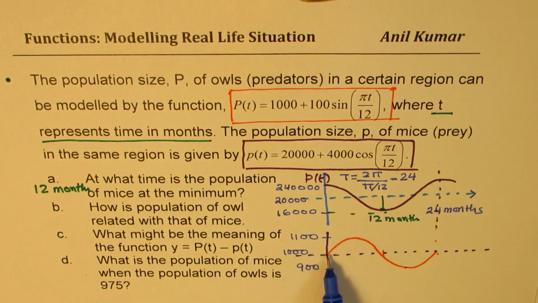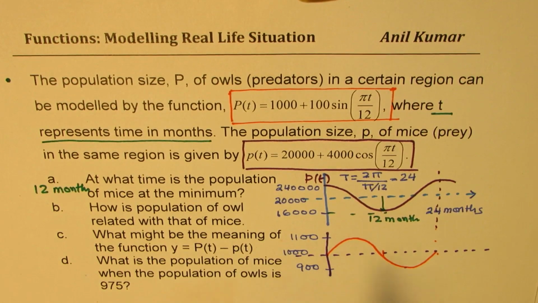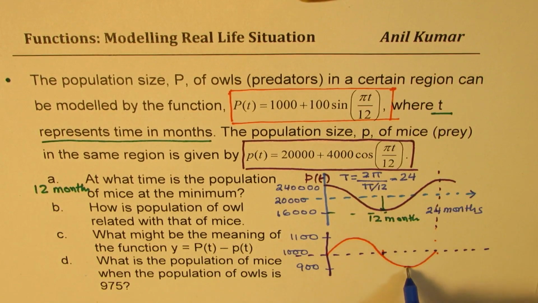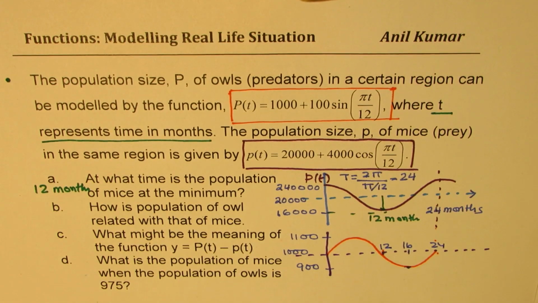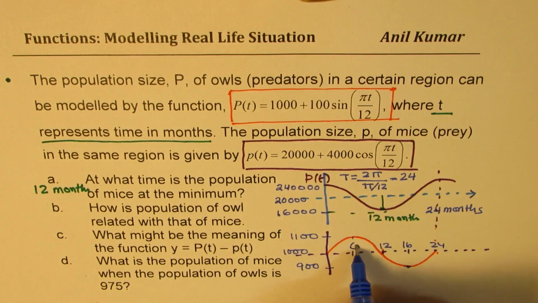Well, as you can see, the population of owl increases. As the population of owl increases, the mice population decreases. Do you see that part? So the mice population hits the bare minimum after 12 months. However, the owl population takes another 6 months to get to the minimum, right? So this is at 18 months. So this is at 18, that is 24, this is 12. Perfect. It gets its maximum in the first 6 months.